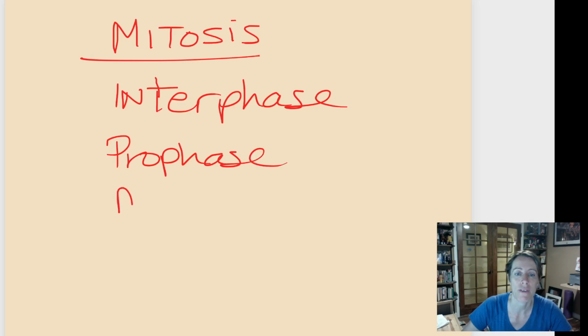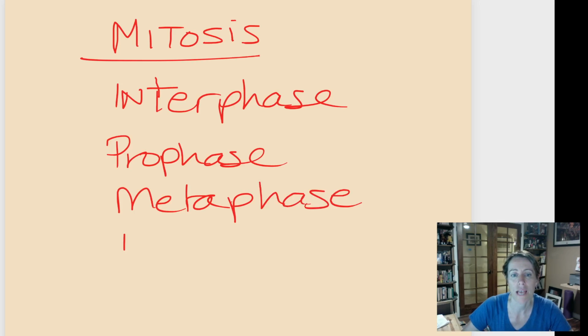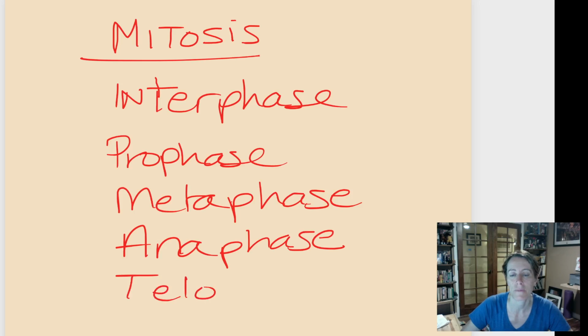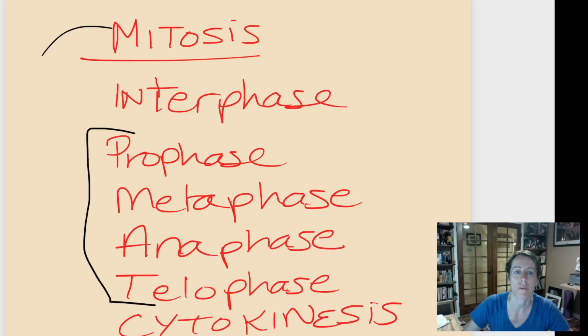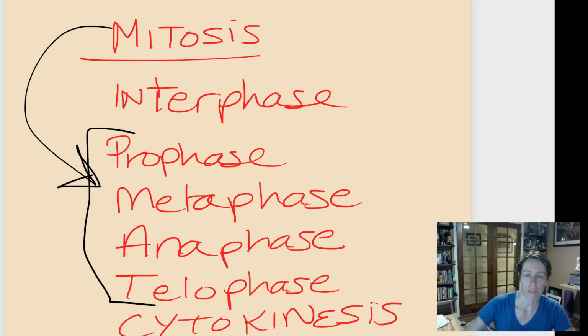Then we go to metaphase. Then we go to anaphase. Finally, we have telophase. And to end it all up, we go through something called cytokinesis, which isn't strictly part of mitosis. It's like the actual division of the cell, but these four make up mitosis officially. And the whole list is really the cell cycle.